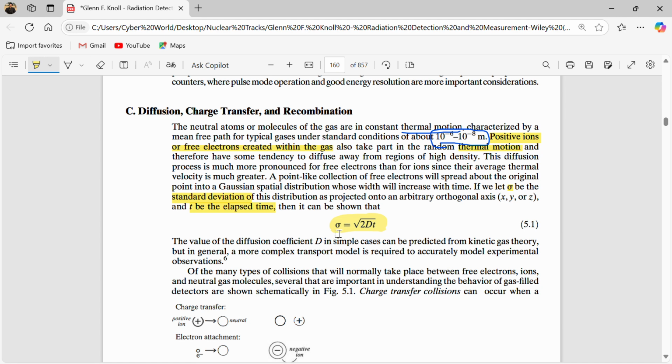Let's suppose your diffusion coefficient is 2 times 10 to the power minus 6 meter square per second, and the elapsed time for the diffusion is 1000 seconds. You can easily calculate the standard deviation, and that should be 0.063 meters. You can calculate this by yourself.